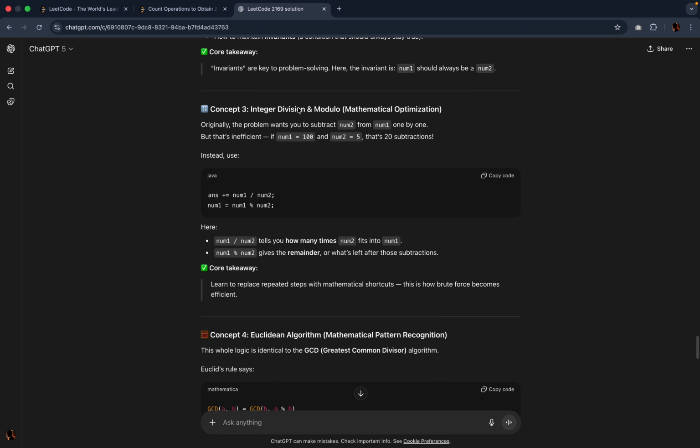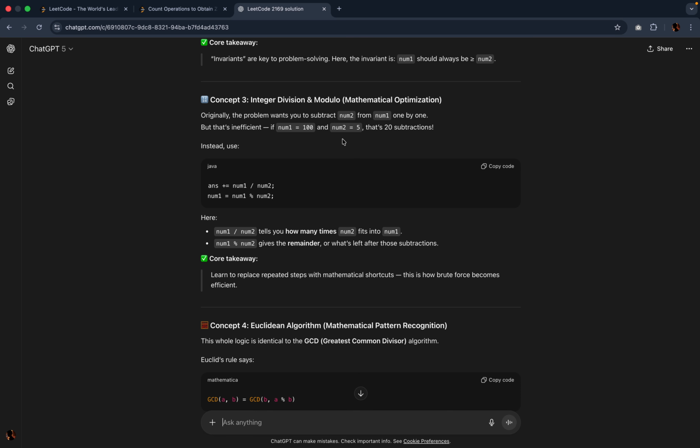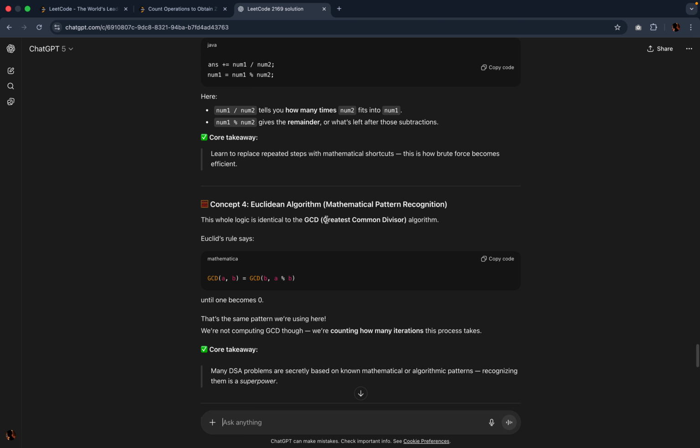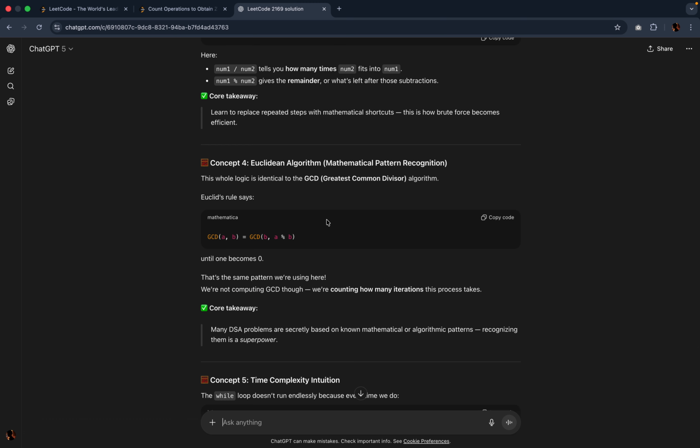And then we are learning the concept of integer division and modulo, a mathematical optimization. Basically the problem wants you to subtract number 2 from number 1 one at a time, but that's inefficient, so we do the integer division. Suppose number 1 is 100 and number 2 is 5, so that's 20 subtractions. Okay, I'm sorry for being too fast, the pace will get slower with time.